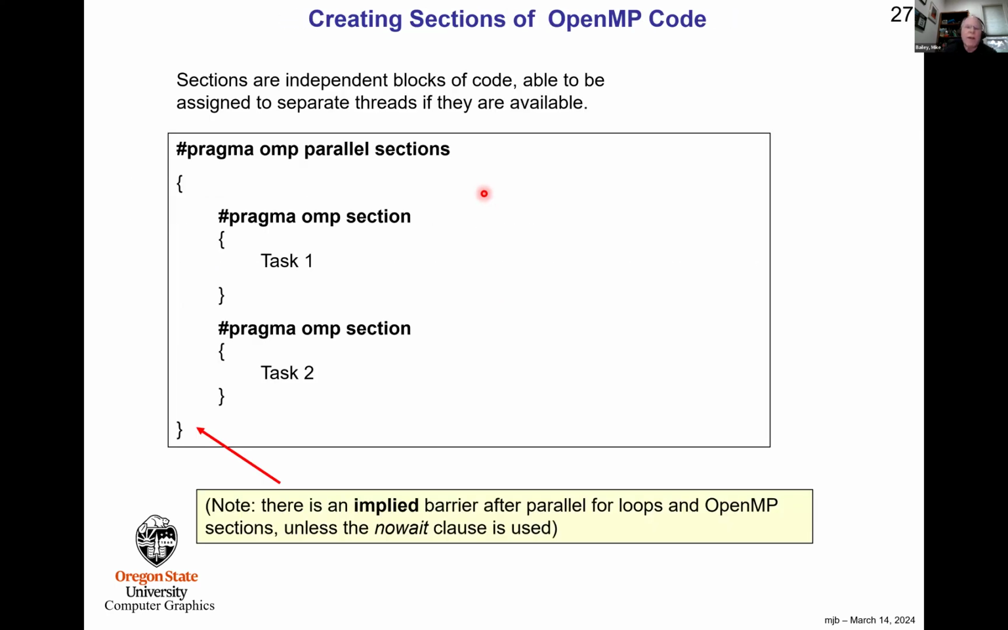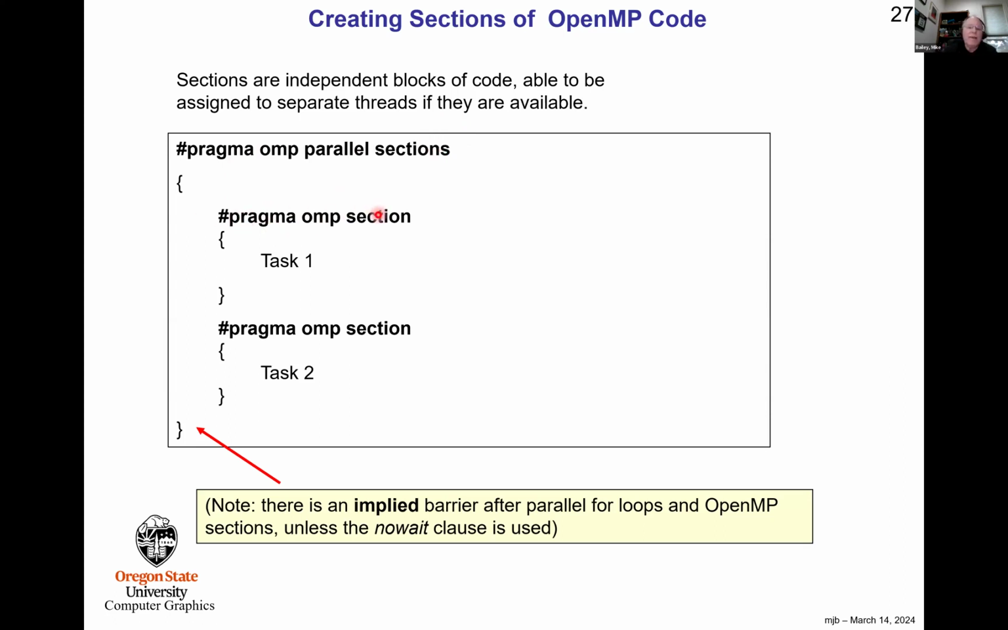When we talk about functional decomposition, we're going to get into this in a bigger way. But supposing you want to parallelize pieces of your code, but they're not part of a for loop. How would you do that? Well, it's easy. These are called sections. What you do with sections is you say pragma OMP parallel sections, and that creates the thread team.